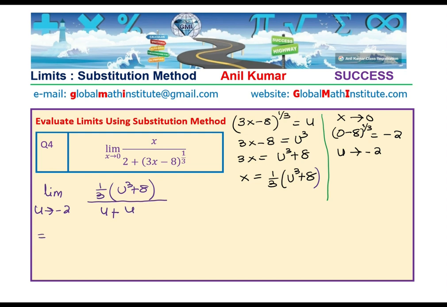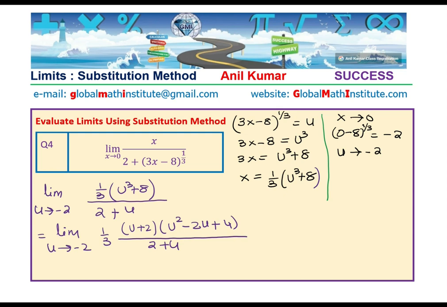So let's solve it. We have the limit as u approaches minus 2 of 1/3 times u cube plus 8, which can be written as u plus 2 times u square minus 2u plus 4, right? Divided by 2 plus u, right? So 2 plus u and u plus 2 cancel. So we have the limit. 1/3 is a constant, we can write it outside the limit. As u approaches minus 2, we have u square minus 2u plus 4.